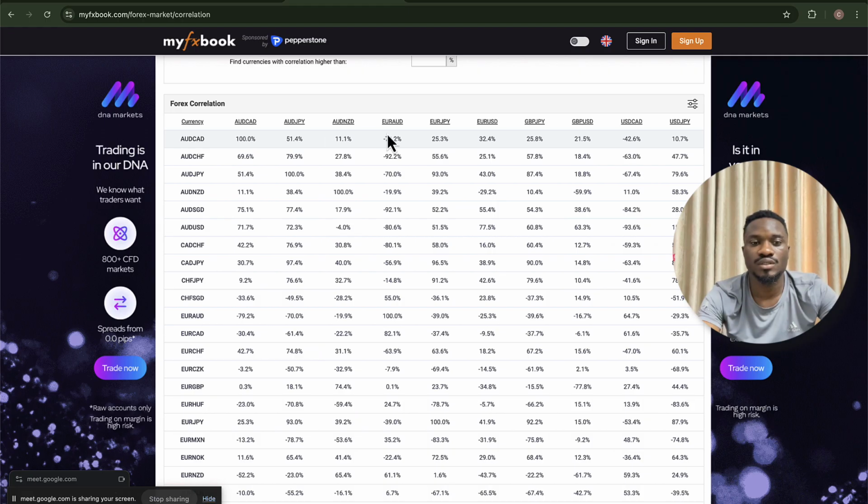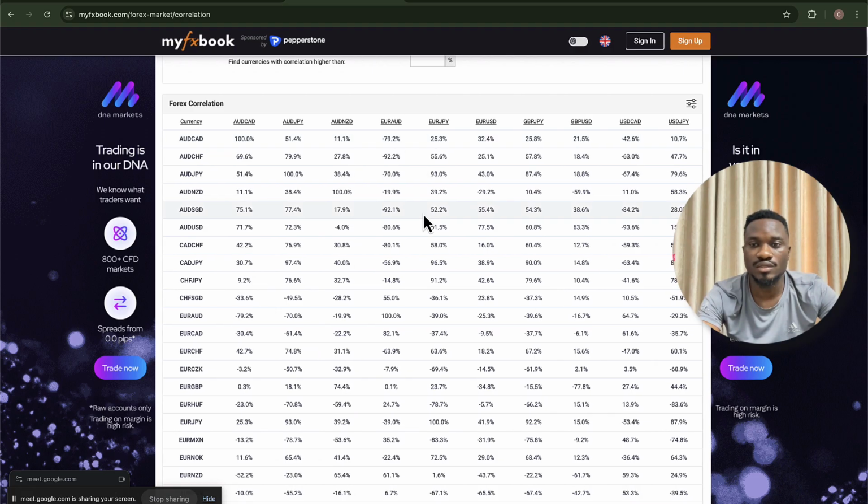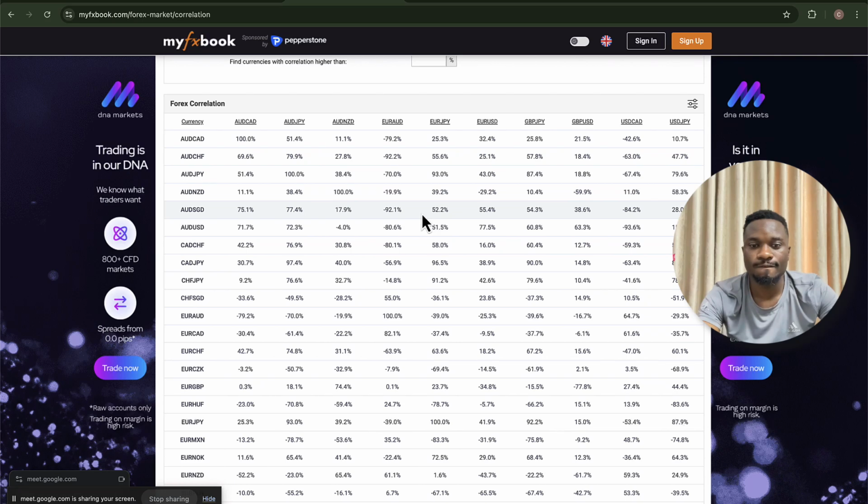They are not correlated. Now, let's check AUD CAD and NZD CAD.